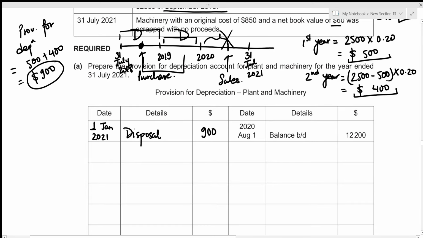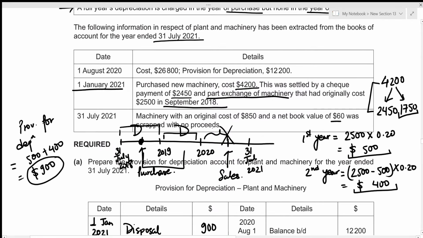Okay, now we can move on to another date. So for 31st July 2021, we have machinery with an original cost of 850 and the net book value of 60, was scrapped with no proceeds. So as we know that depreciation is not to be charged in the year of sale, we just consider this amount while figuring out the provision for depreciation.